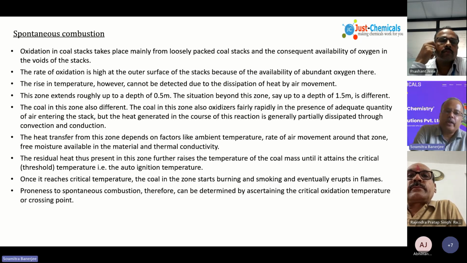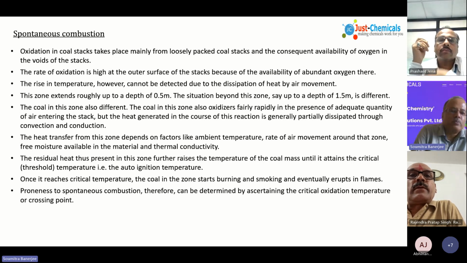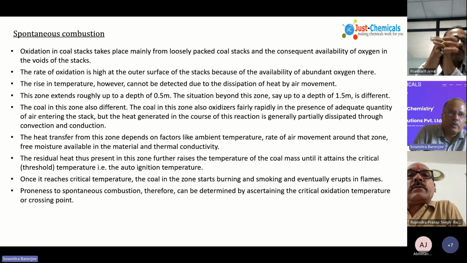The rate of oxidation will be higher at the outer surface of the stacks because of the availability of abundant oxygen there, and the rise in temperature still cannot be detected due to dissipation of heat by the air outside. So you will not understand the temperature until it starts burning or some smoke is coming out. The zone extends roughly about a depth of 0.5 meters in the stack from the sides.